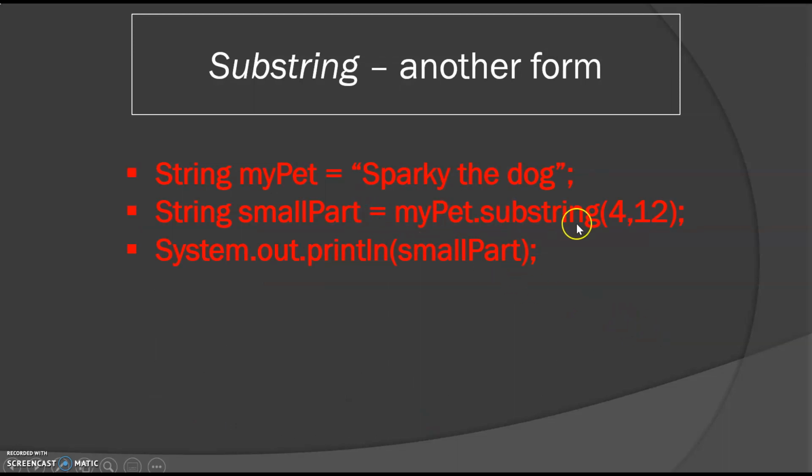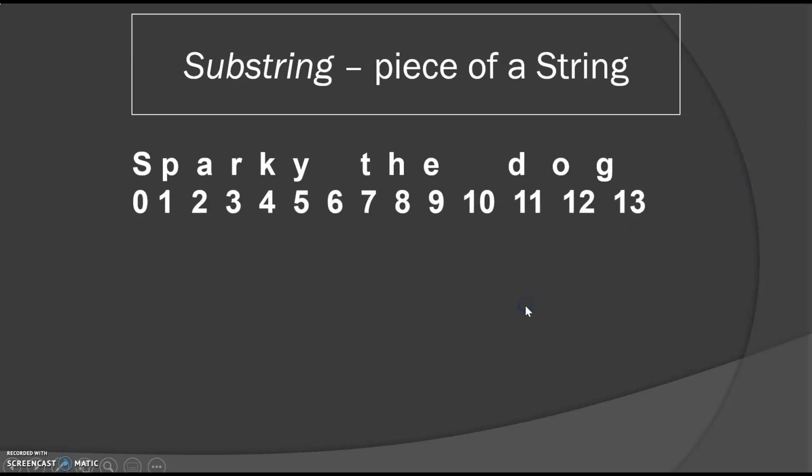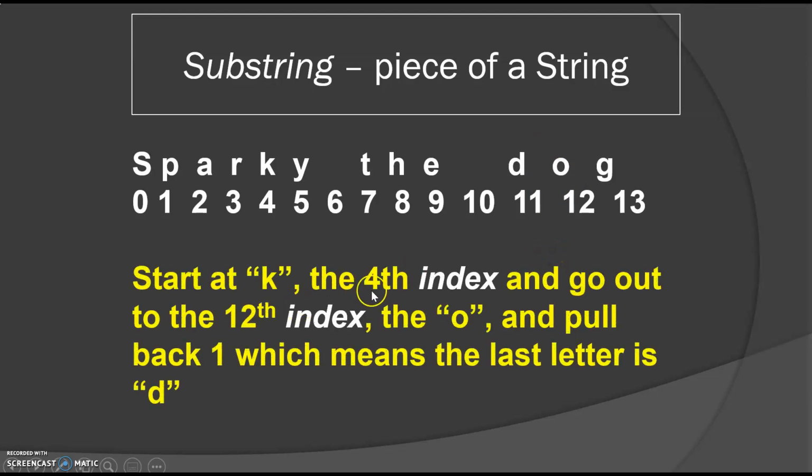Here's another one. Now this one has 2 numbers in it. It has a 4 and a 12. What do we think it's going to print? It's going to print out KY the D. Why doesn't it go all the way to the O? And here's why. It's going to go up to the letter 12, but not included. So it's going to start on the 4. It's going to go 4, 5, 6, 7, 8, 9, 10, 11, and it's going to stop when it hits 12. It will not print the 12th one. So it's going to go up to that index, but not actually print that number. So it starts at the 4th index and goes out to the 12th index, the O, and pull back 1, which means the last letter is D. So how I think of it is it starts at the 4th, goes up to, but does not include what's at that last number.